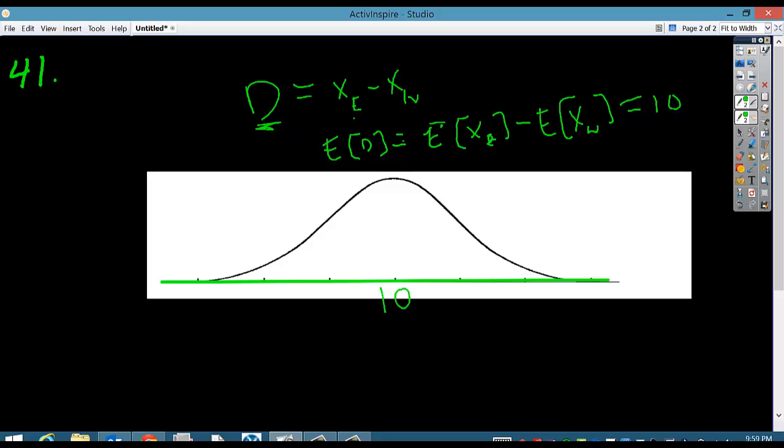All right. Standard deviation, well, we know that variances add, so we can say the variance of D is going to equal, now here's the thing, we might expect to just take these variances and subtract them. We might expect to do this.